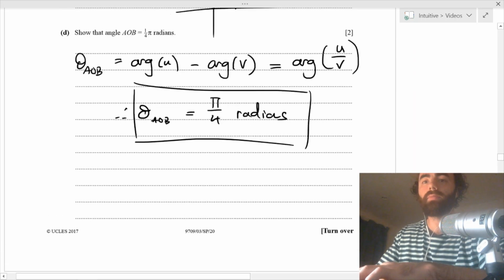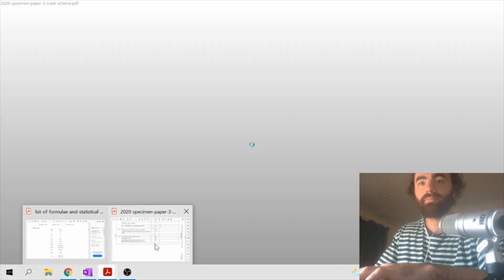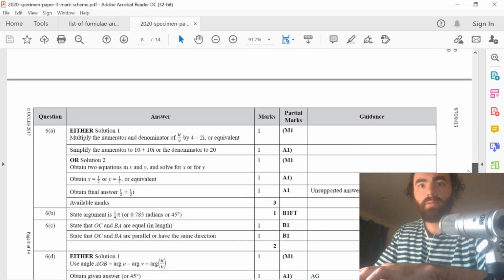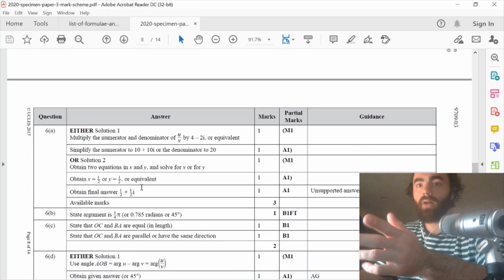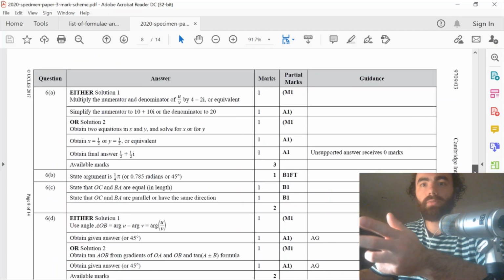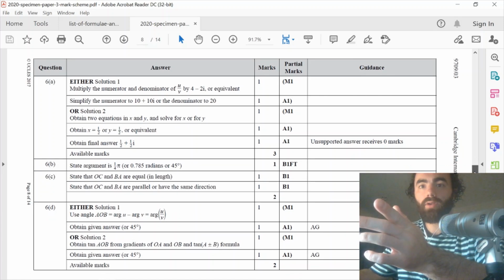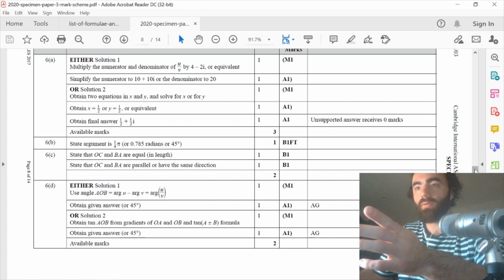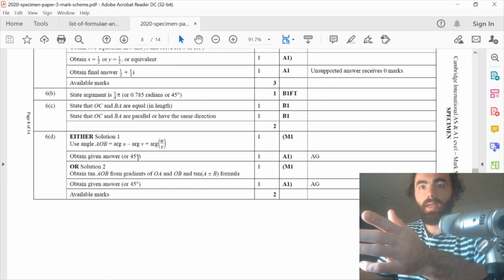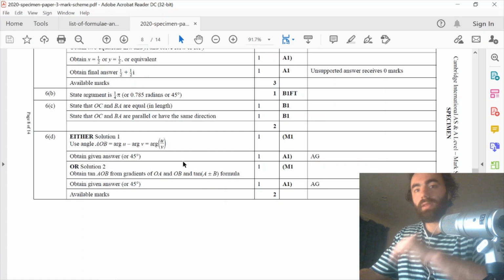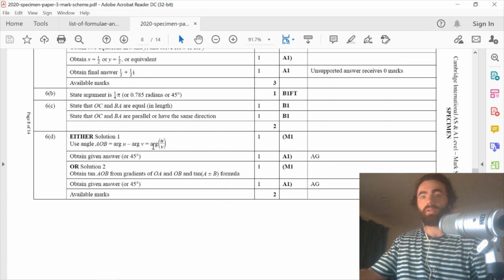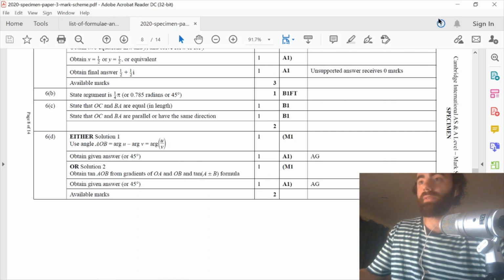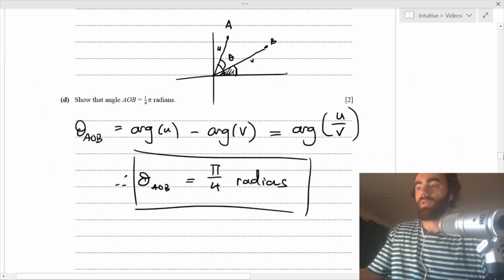Boom, baby. Should we check those? Okay. Half, which is what we got for the first one. 45, we got that. Equal in length, parallel, we got that. And look, that's exactly what they said: the argument of U minus the argument of V is equal to the argument of U over V, therefore the answer is 45 degrees. Cool. So all of those are correct.